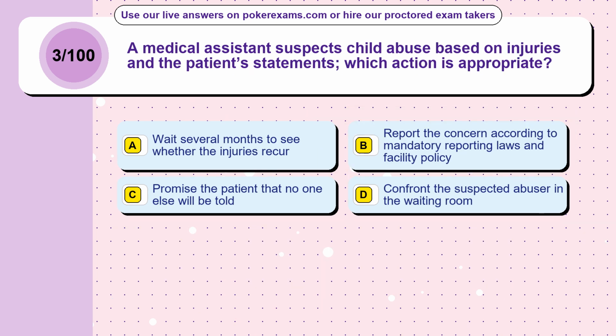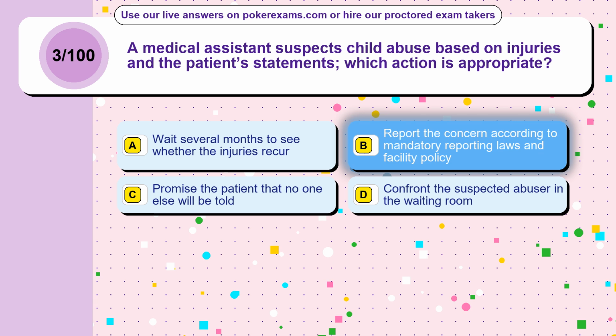Question 3. A medical assistant suspects child abuse based on injuries and the patient's statements. Which action is appropriate? Option A, wait several months to see whether the injuries recur. Option B, report the concern according to mandatory reporting laws and facility policy. Option C, promise the patient that no one else will be told. Option D, confront the suspected abuser in the waiting room.